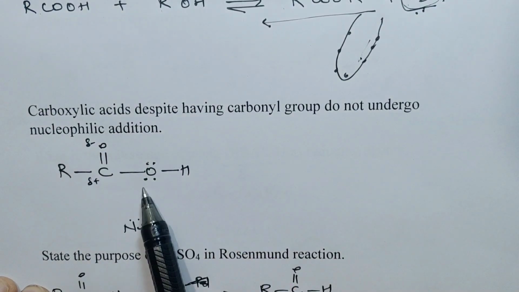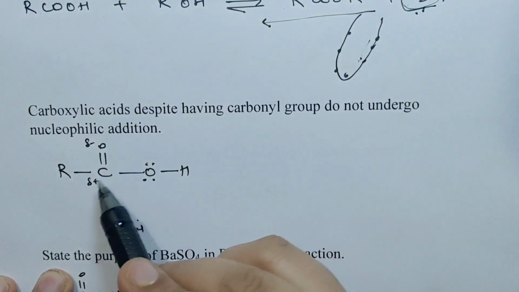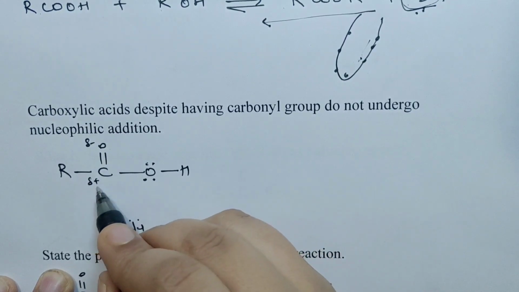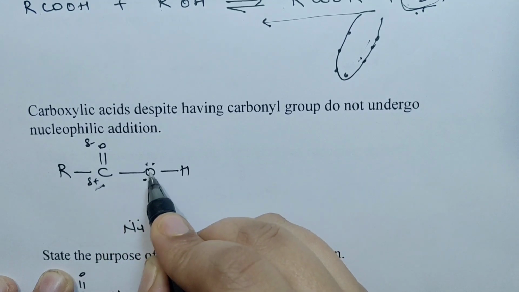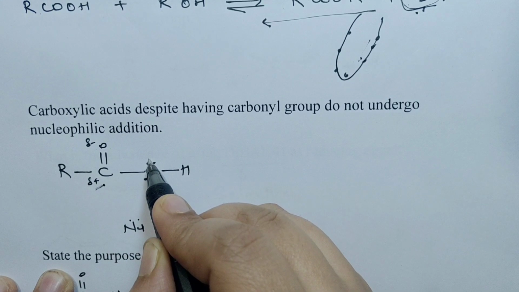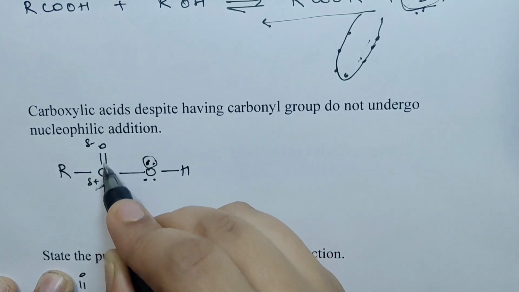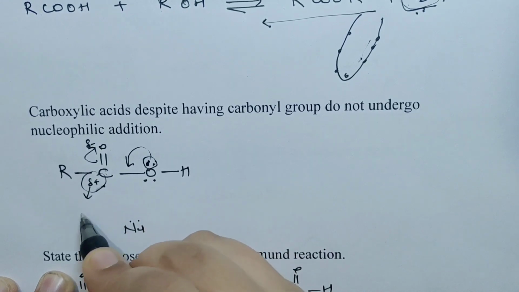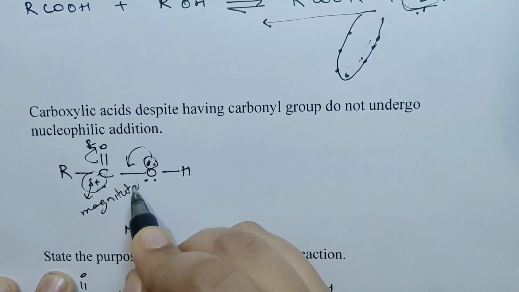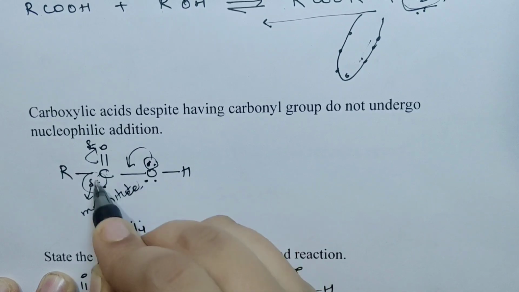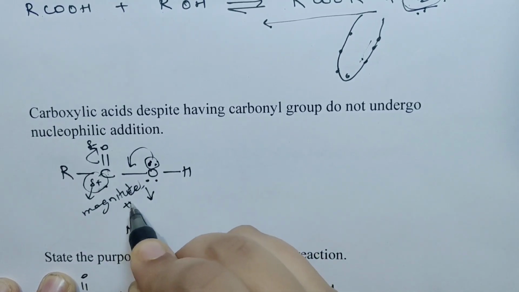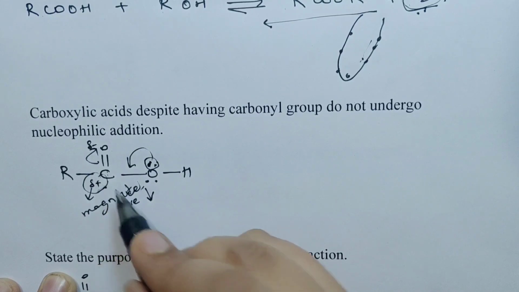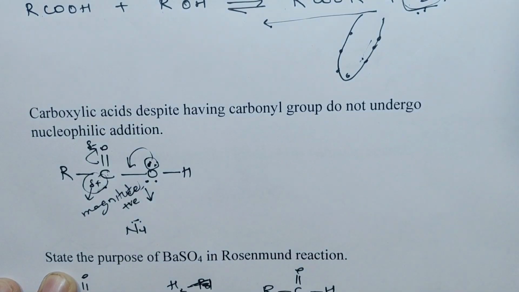Moving on. Carboxylic acids, despite having a carbonyl group, do not undergo nucleophilic addition. This is our carboxylic acid. It has a carbonyl group, which has carbon as partial positive and oxygen as partial negative, but it doesn't stay partial positive for too long, because the oxygen in the carboxylic acid group has lone pairs which are in conjugation with the carbon-oxygen double bond. So resonance takes place here, and the magnitude of this positive charge decreases. So the nucleophile would not be as attracted to this carbonyl carbon. Therefore, nucleophilic addition does not take place here.